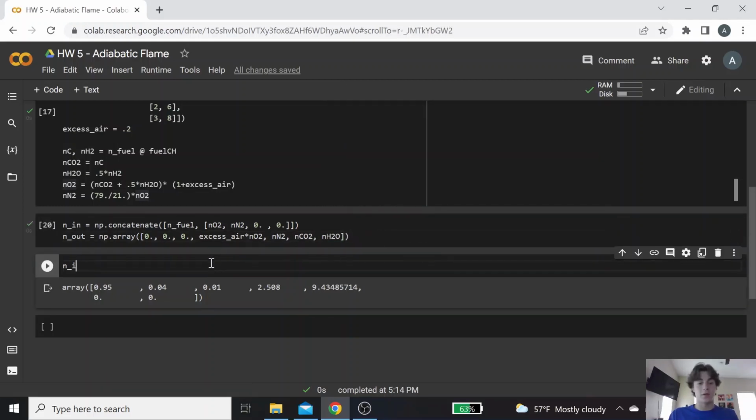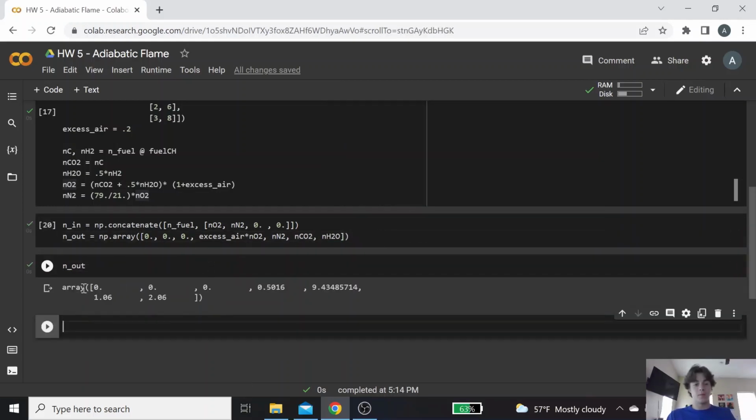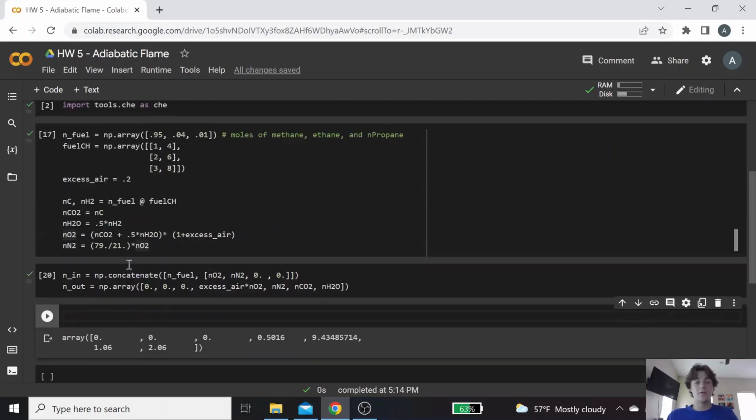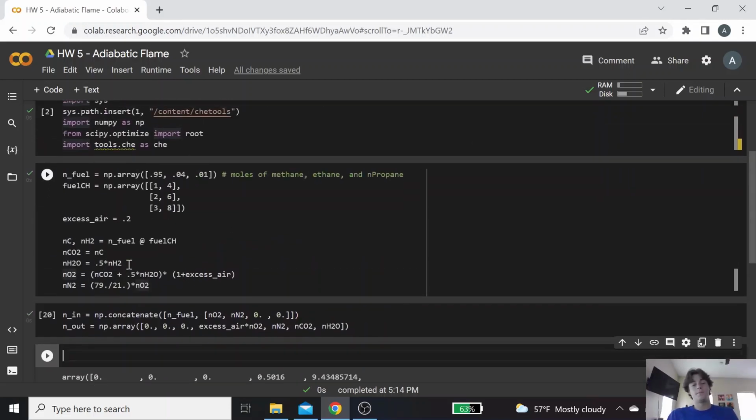So now if we take a look at this array, we have the moles of methane, ethane, propane, oxygen, nitrogen, carbon dioxide, and water that is coming out of the Bunsen burner. So now I'll use this in the later videos to calculate the total enthalpy change for the flame, and then we'll be able to get at the maximum temperature of the flame.